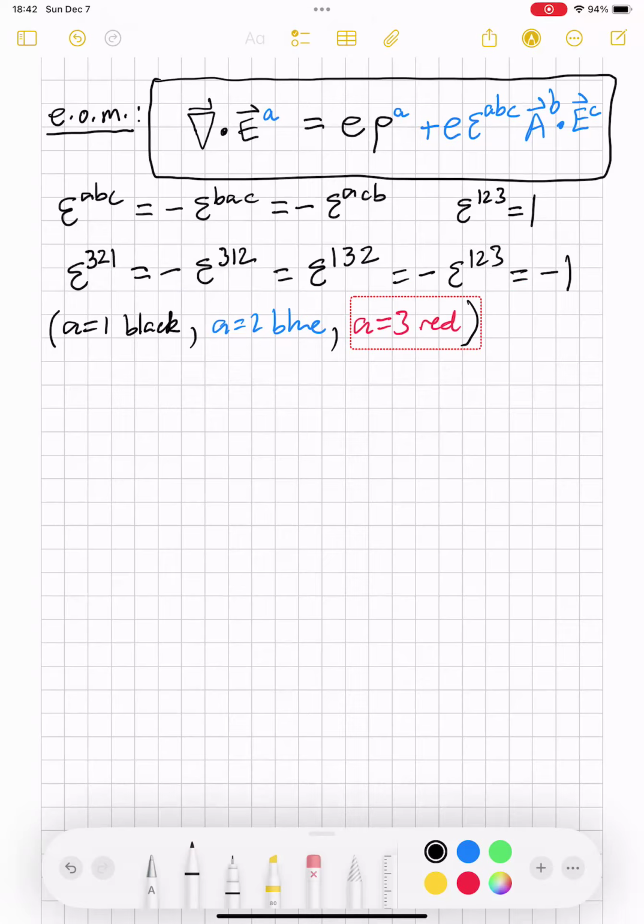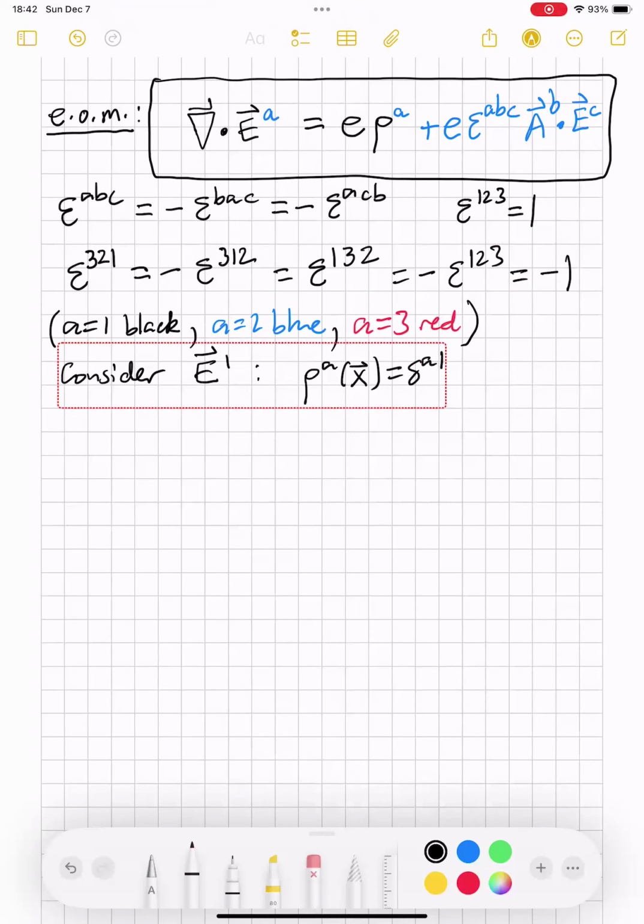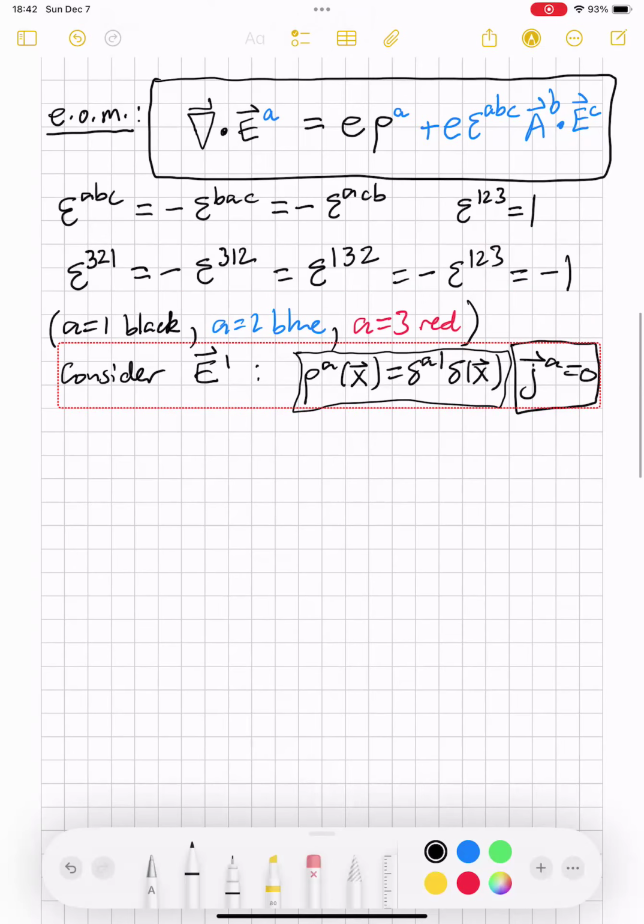Good. So let's imagine that I want to switch on a 1 charge, so let's consider an E1. How do I switch on this electric field? Well, my charge density rho A of x, I'm going to say is equal to delta A1, so it's only non-zero if A is equal to 1, times a delta of x. So I've got a charge sitting at the origin. And then J A is equal to 0, so there are no currents. It's just a static type 1 charge sitting at the origin.